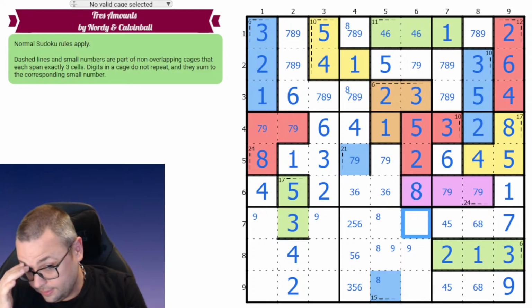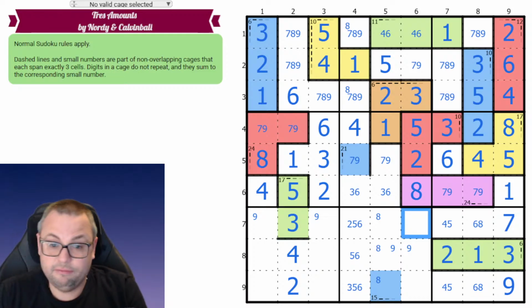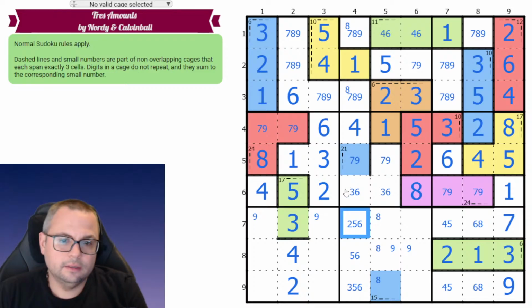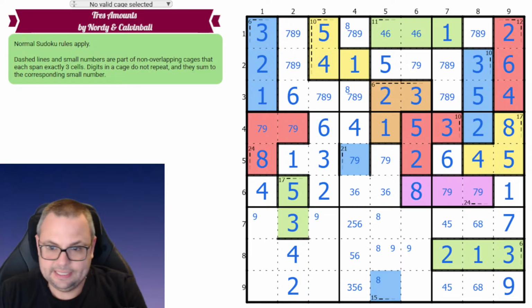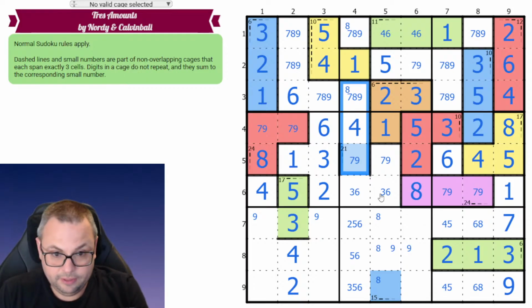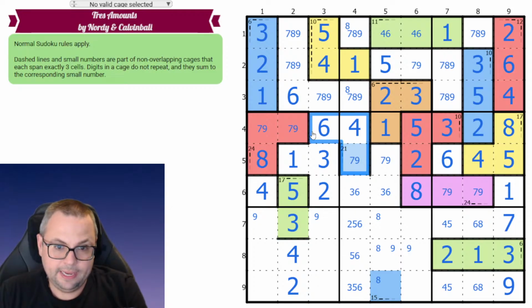The 15 cage definitely doesn't have both the 8 and the 9. Okay, we do know that the 21 cage isn't taking that. Let's see. Can we math up here? If we do 9, 8, and 4, we can math up this direction. We can't that way.